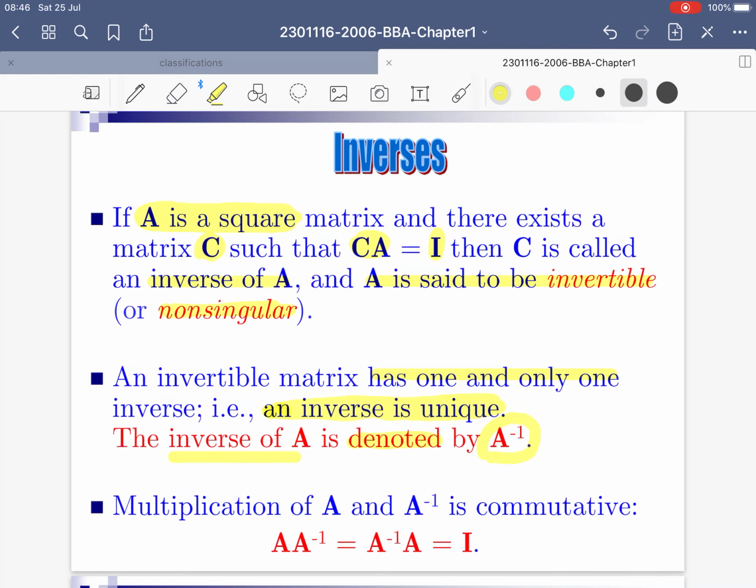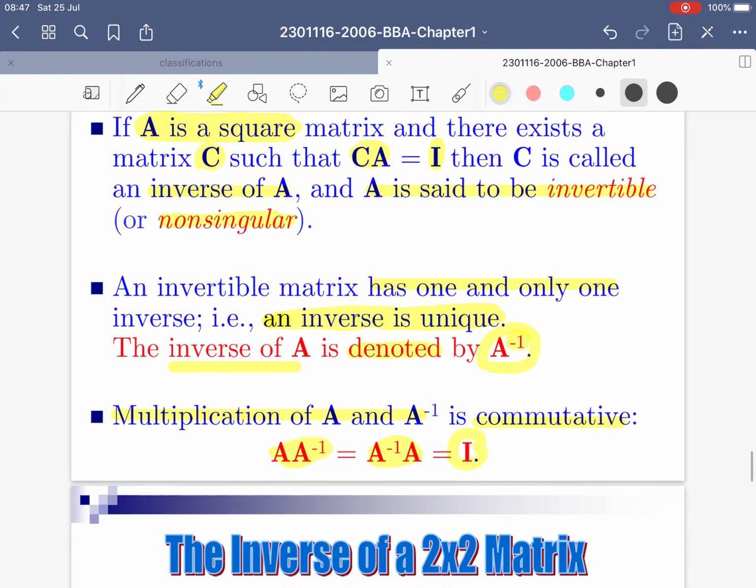It is not a power. This is just a superscript, A superscript -1, or sometimes we read it as A inverse. The other important thing is that the multiplication between A and A inverse is commutative. It means that you can change the order of the multiplication. You can do A times A inverse, or A inverse multiplied by A. It will go back to the same thing, which is the identity matrix I.